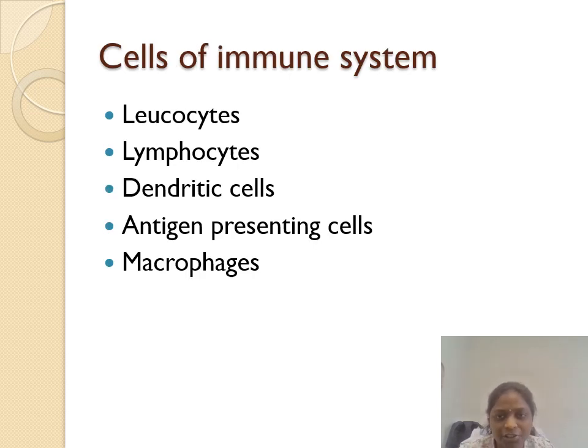So under introduction, we have discussed antigen, antibody and immunity. Coming to the cells of the immune system, there are different types of cells. First is leukocytes, next are lymphocytes, dendritic cells, antigen presenting cells and macrophages. I'm repeating again: leukocytes, lymphocytes, dendritic cells, antigen presenting cells and macrophages. We'll be seeing them one by one.